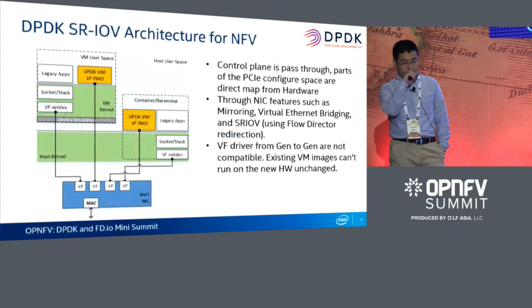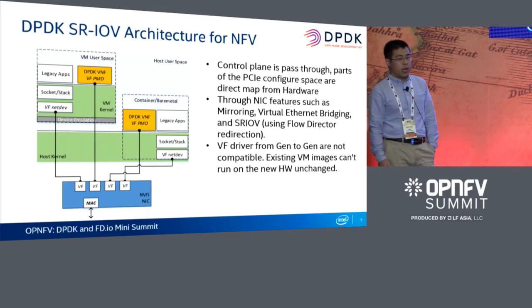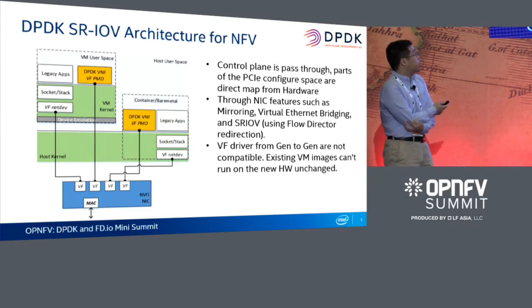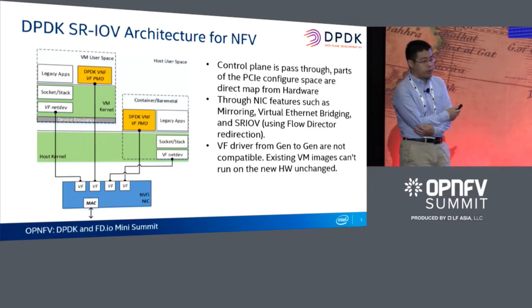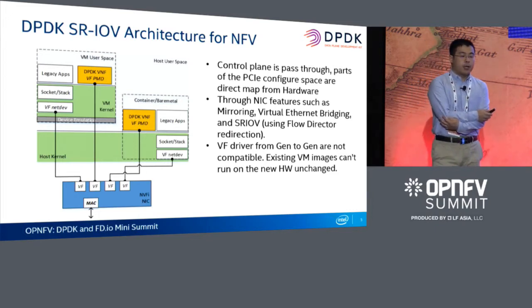First piece, single root IOV. Here is a high-level picture of the scenarios DPDK supports nowadays. We can use DPDK in the VM to run the virtual appliance with the VF PMD, and we now also support containers, so you can have a DPDK poll mode driver running in a container on the host. In the single root IOV pass-through mode, the control plane is passed through to the guest, and the PCI config space is directly mapped from the hardware. The work in progress is engineering work trying to make it more user-friendly and improve usability.